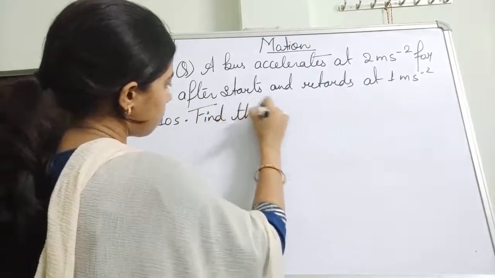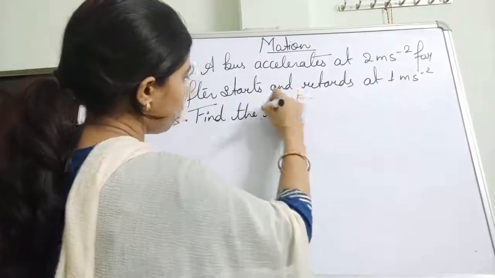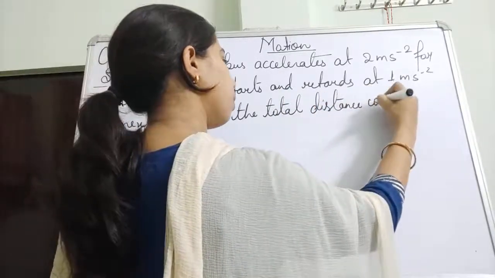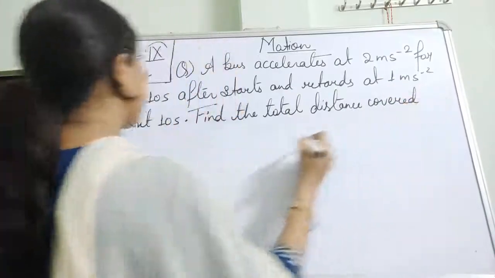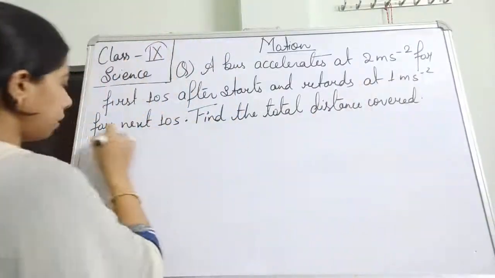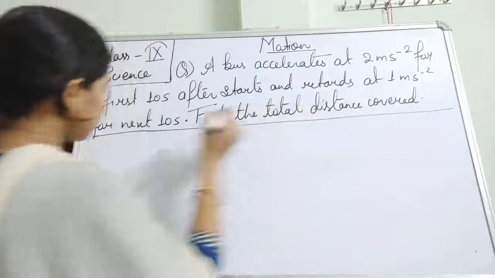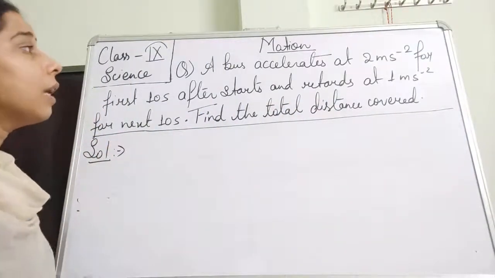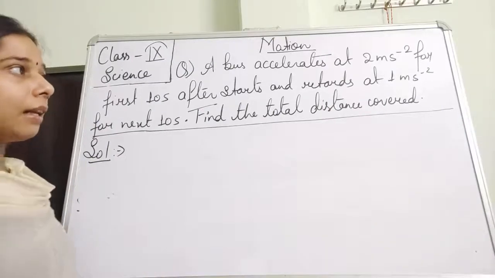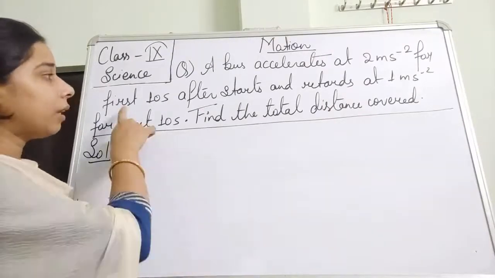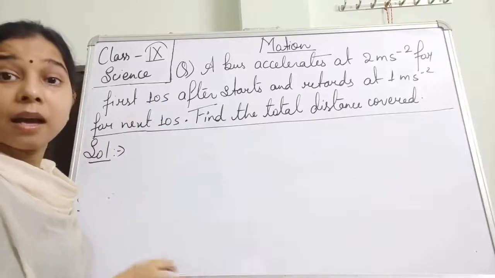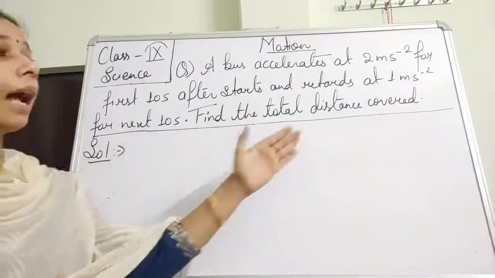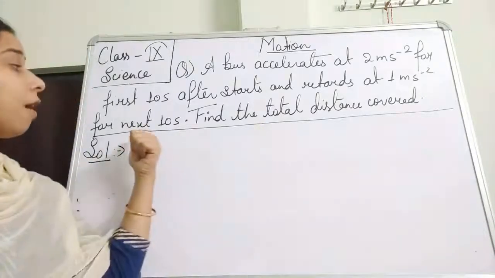Find the total distance covered by the bus. So you can see here, this is the question. Now the thing that we have to find is that a bus will accelerate at 2 meter per second square for 10 seconds after it starts. And the second condition is that it again retards at 1 meter per second square for the next 10 seconds.